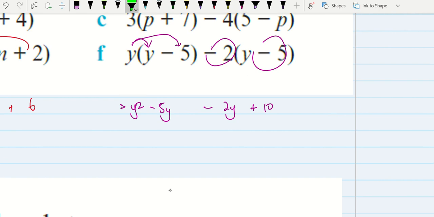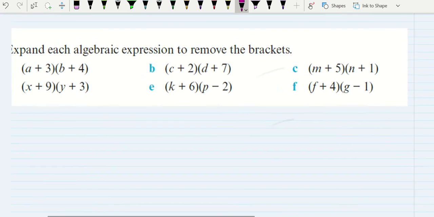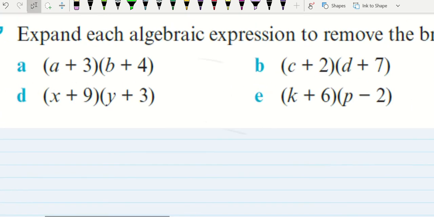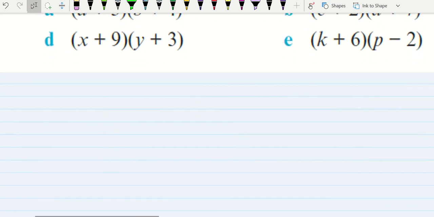I can see 2 like terms, so I can simplify by collecting like terms. So that's y squared. Negative 5 take 2 is going to be negative 7y and then plus 10. So that's 2 lots of single brackets, this sort of question here. Now these are going to use 2 lots of brackets. So I might do the ones down below.